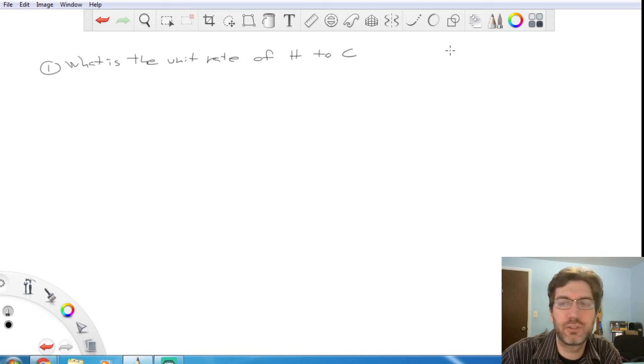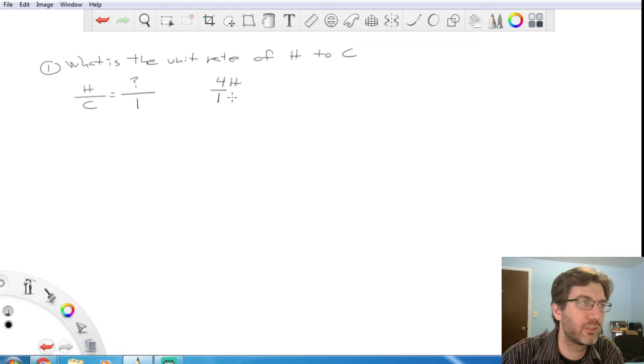What is the unit rate of hydrogen to carbon? So hydrogen is on top, carbon is on the bottom. I want the unit rate, so I want this where carbon equals 1, because that's what unit rate means. When your denominator is 1 unit, so 1 carbon, what is this? Looking at your table, it's already filled in for you. It is a 4 to 1, 4 hydrogens to 1 carbon, which equals 4 hydrogens per carbon.